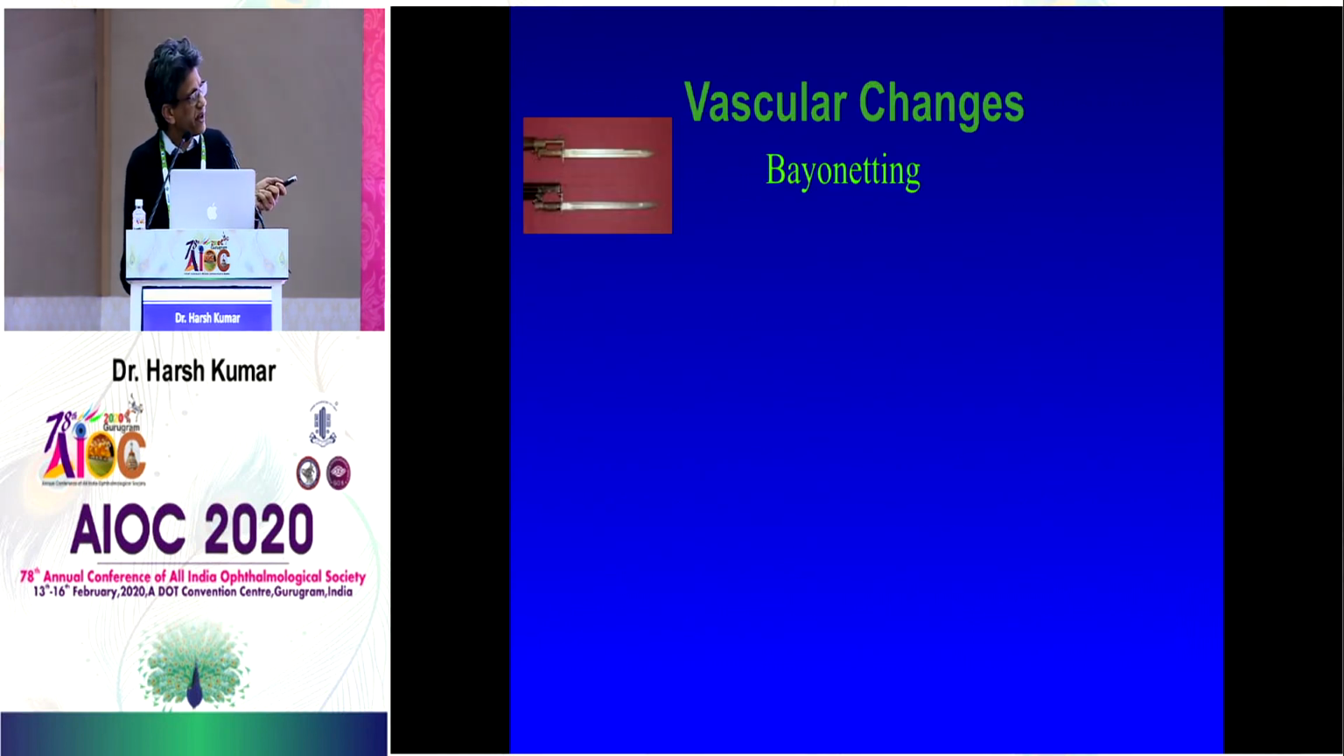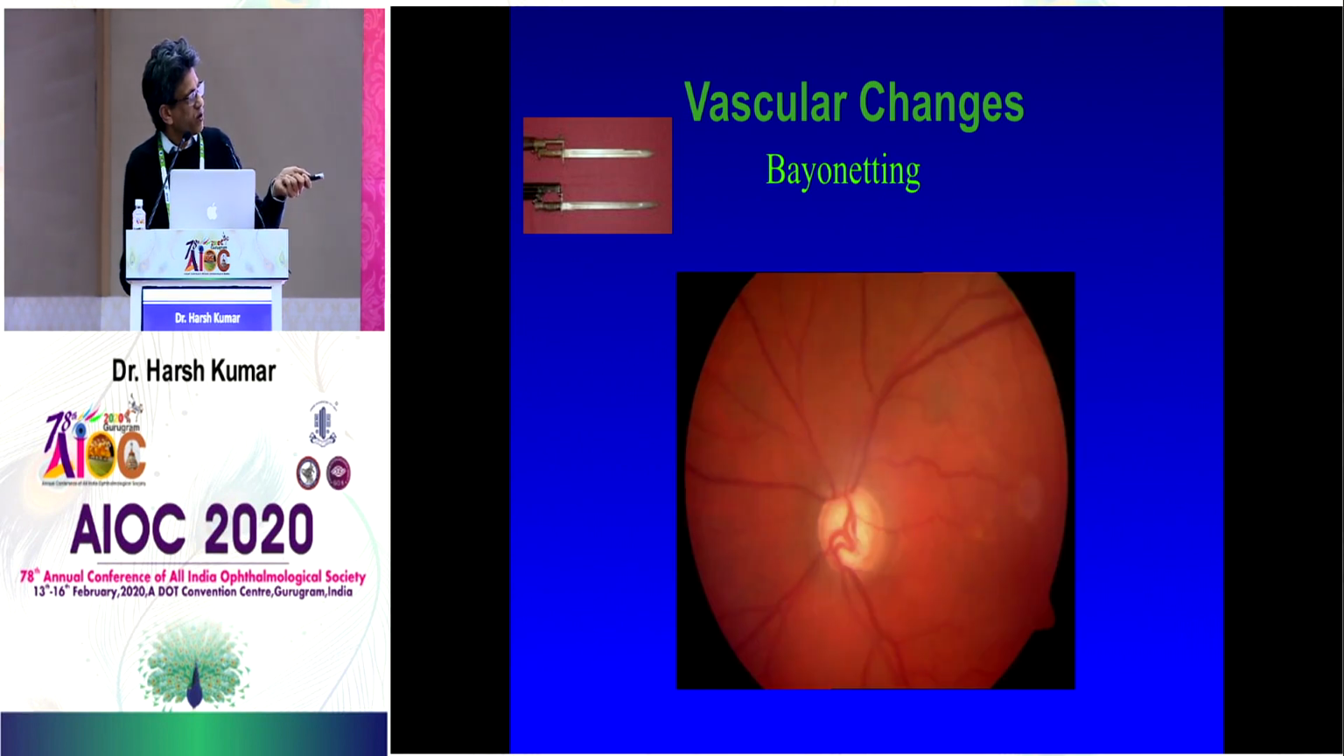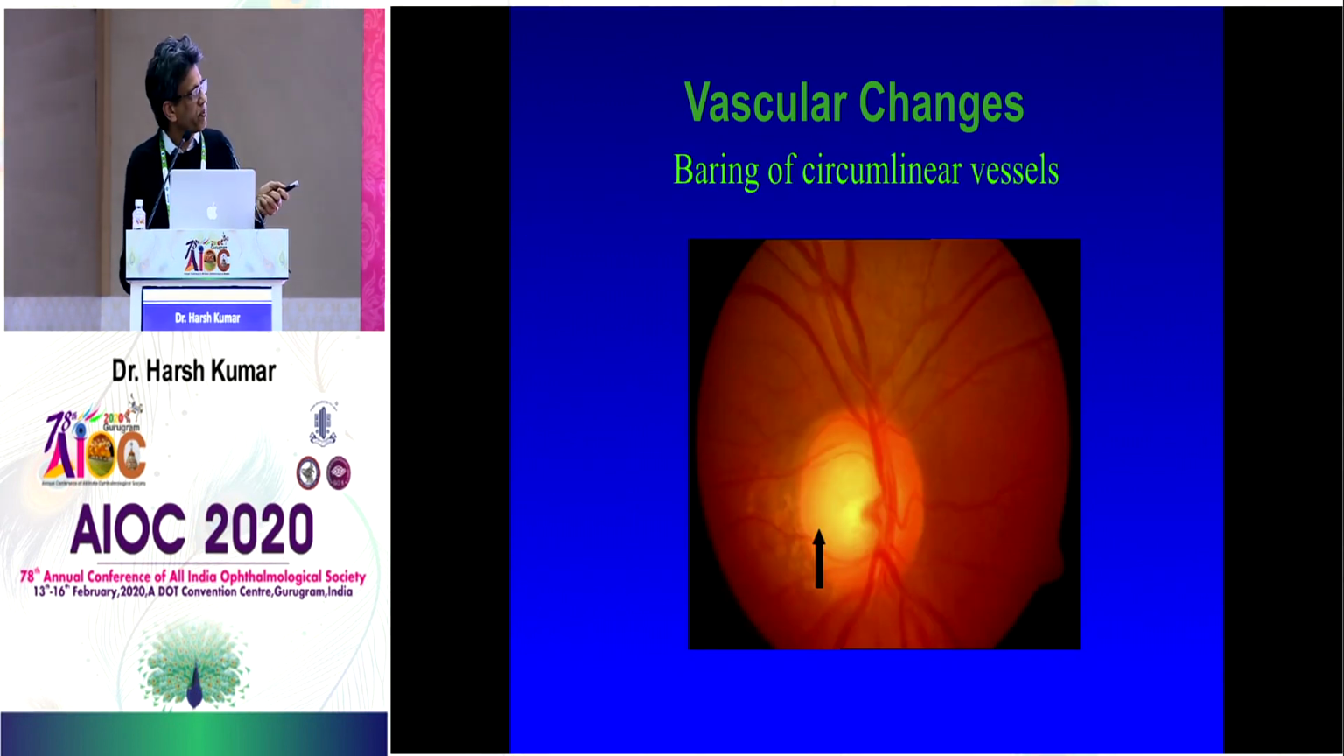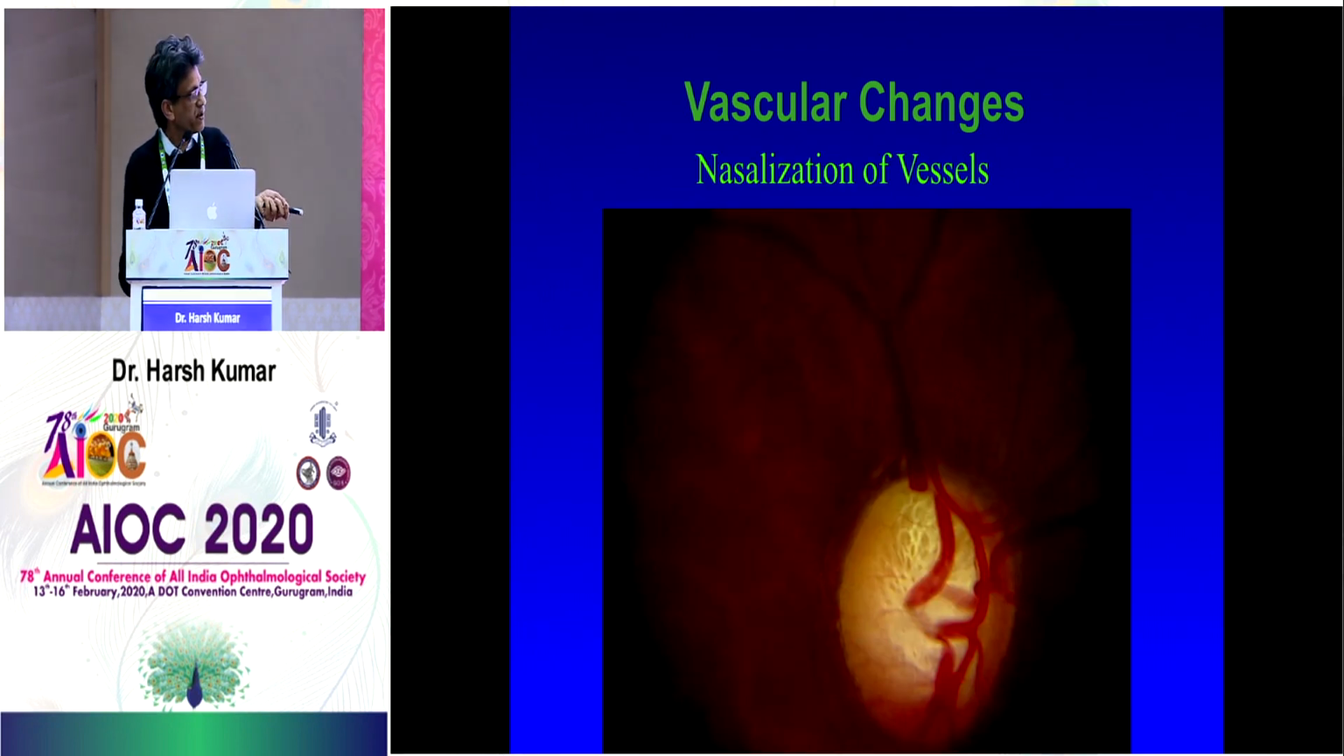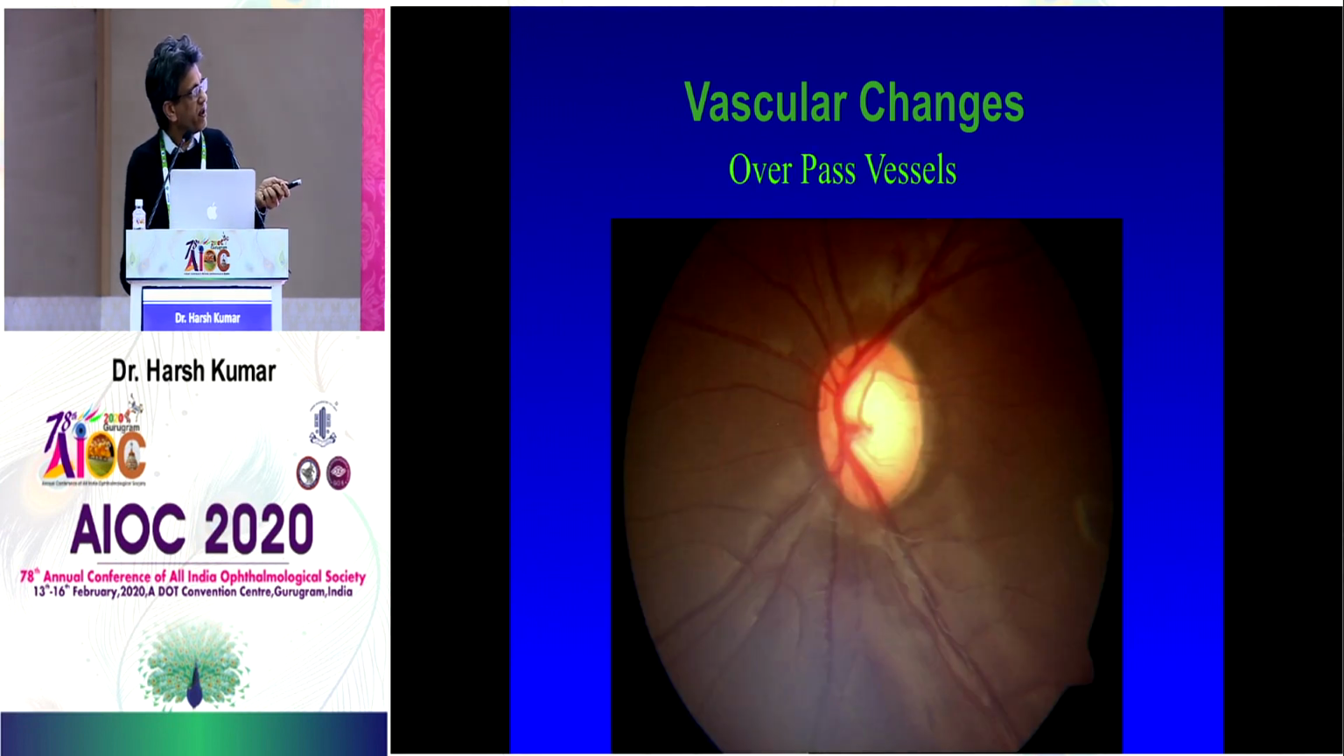Vascular changes need to be seen, bayoneting. I don't know how many of you have seen a bayonet, but this is how it looks. And if the bayonet is vertical, with lifting off of the vessels, that means they are falling into the cup. Again, baring of the circumlinear vessels: this vessel was earlier sitting on the rim, now the rim has disappeared from there. Okay, that is why you can get a chance that something is happening over there. Here there is nasalization of the vessels.